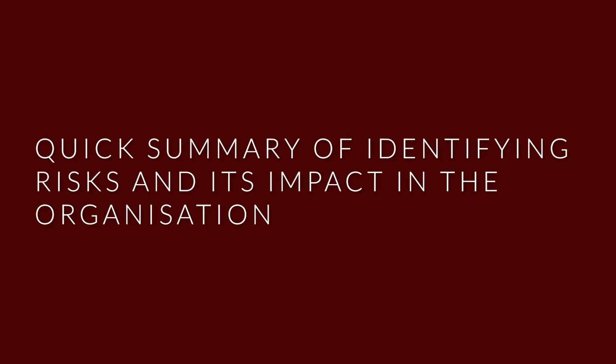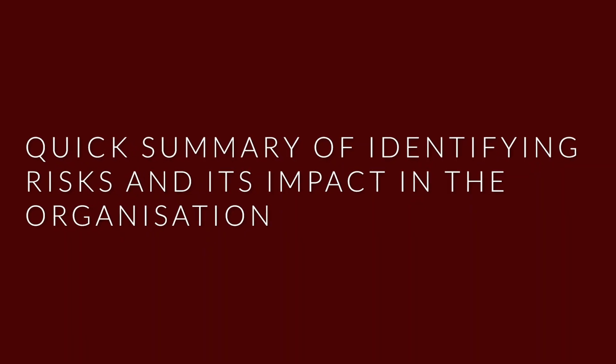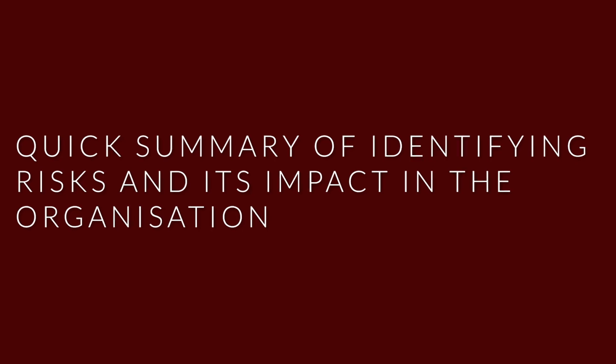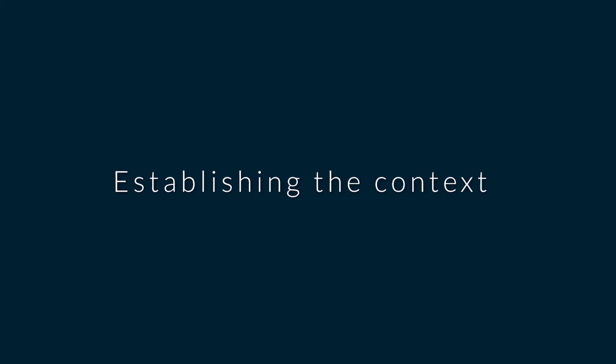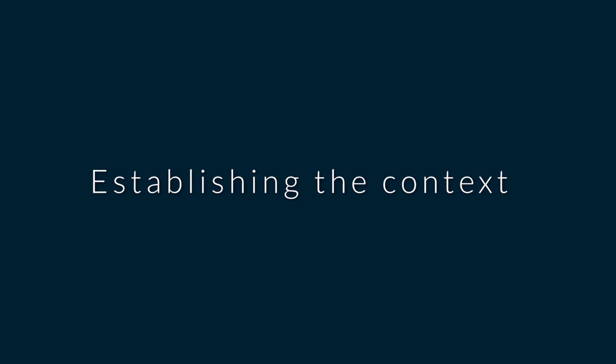Now let's do a quick summary of identifying risks and their impact in the organization. Again, remember that in as much as this is just a summary, we're going to look at all these in detail as we continue with the videos. Now, the first thing that happens here will be establishing the context. In this case, looking at your circumstances, where you're operating. Is it global? Is it local? What is your business context?